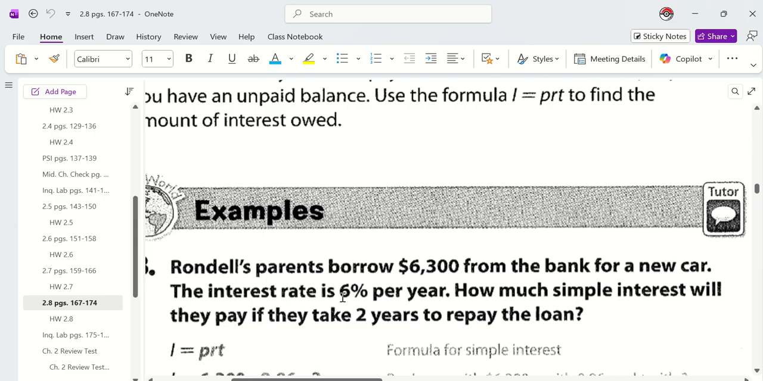The interest rate is 6% per year, and you're going to notice something really quick, and this is real life. When you deposit money into an account, that percentage is really, really small. But as soon as you start borrowing money, that percentage goes up because they want to make money. So be aware of that.